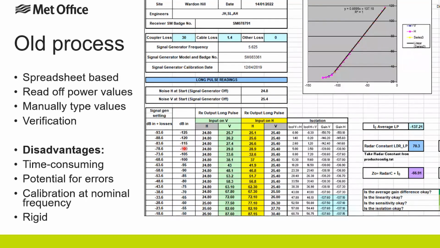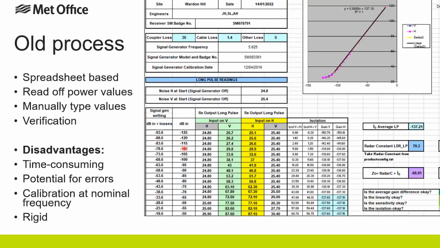The old process was spreadsheet based. Our field service engineers would connect up the signal generator and set it to the correct parameters. Then they would read off the power values and manually type them into this spreadsheet. The spreadsheet would do any of the calculations required, it would plot the graphs, and it would do some basic verification.